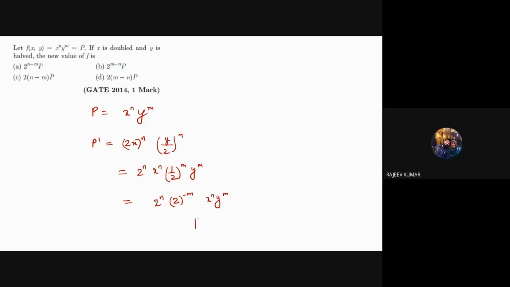So from here we will get p, and this will become 2 raised to n minus m. So A is going to be the correct answer. Right, A is going to be the correct answer. Next one.